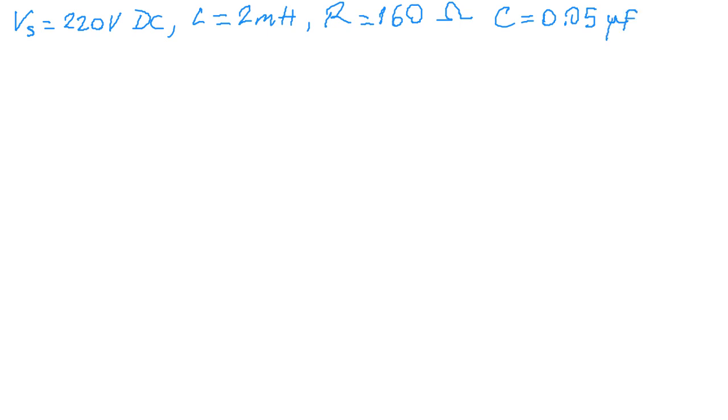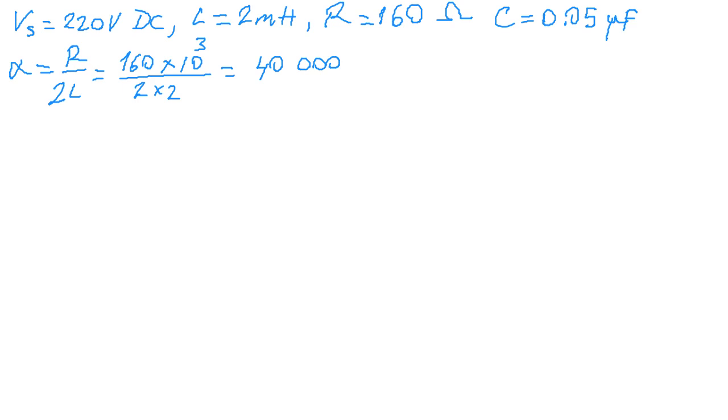When you turn the switch on, alpha is equal to R over 2L, radian per second.